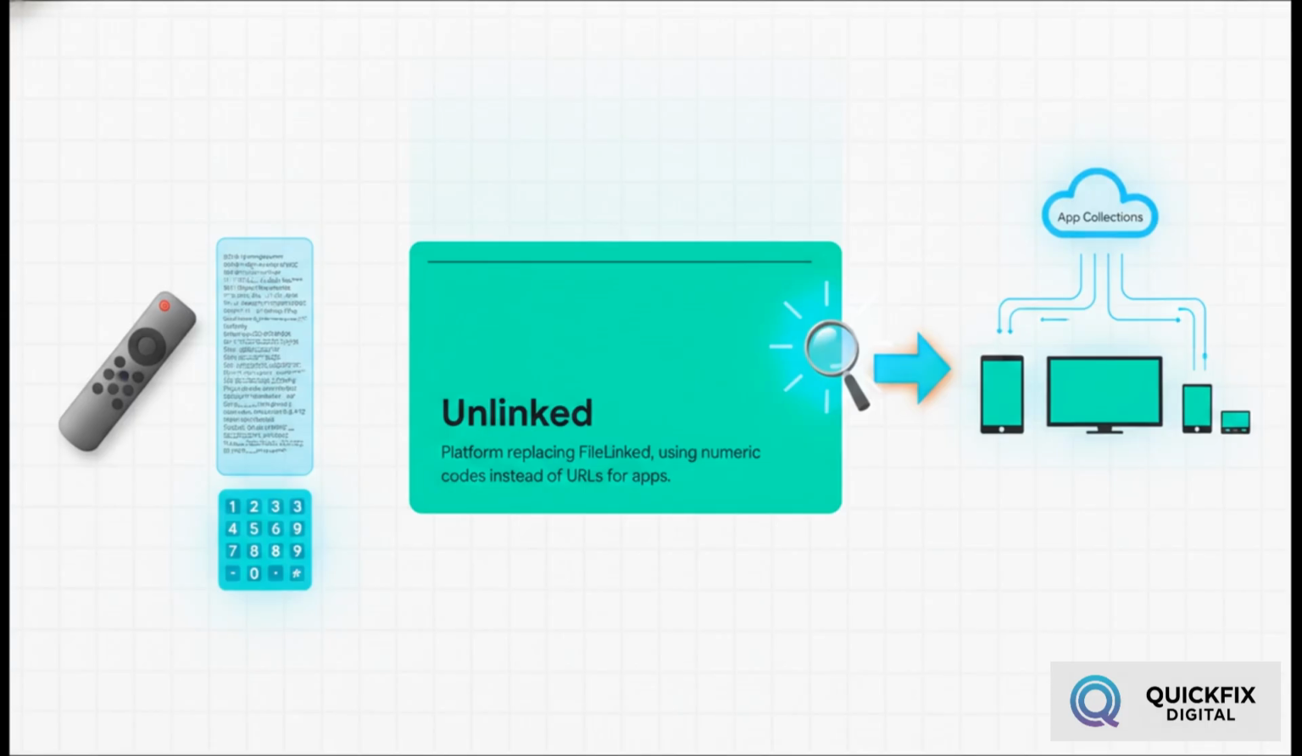Unlinked is a total game-changer for this. It solves the headache by letting you access huge, curated collections of apps using just a simple numeric code. It's essentially a highly efficient shortcut for sideloading.